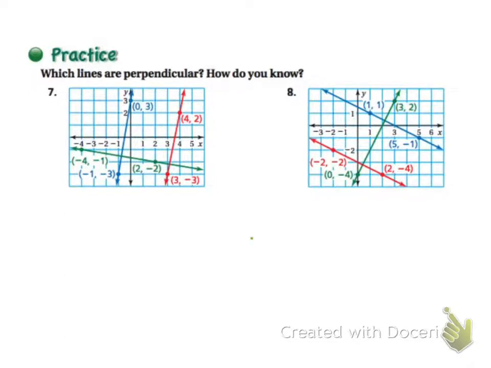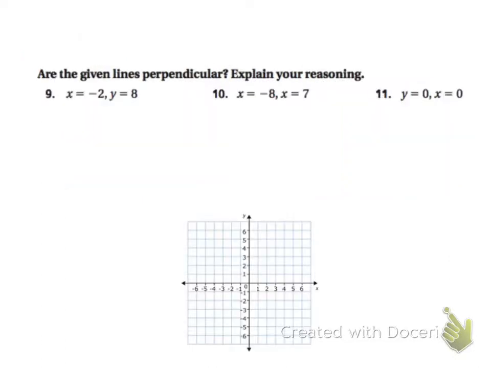So then when you go to the next page, or the next example, and we're wanting to know if they're perpendicular, this is a little different. We're being asked to see if they're perpendicular. So now I want to know, are they going to cross each other? The only way they're going to cross each other is if one is vertical and one is horizontal.